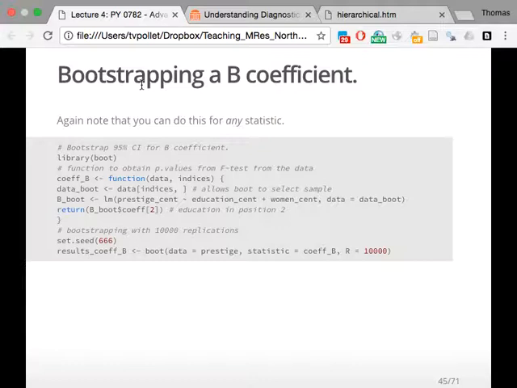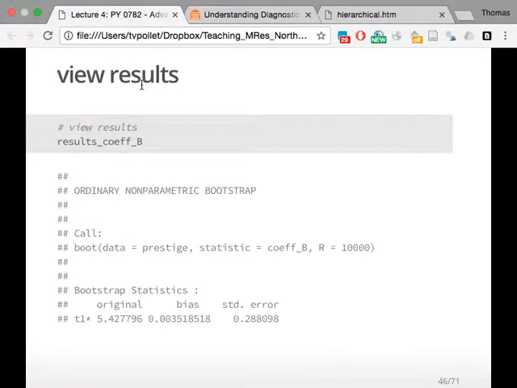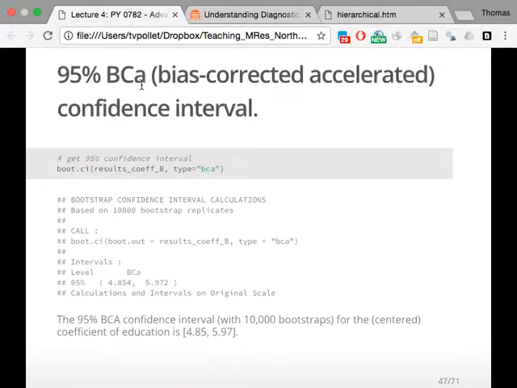So that we can do that for any statistic. This is the original B that we got, and then we can get the 95% confidence interval as we've done before for that B. We can say it will range from 4.85 to 5.97 with 10,000 bootstraps. So we have a range of uncertainty around it.